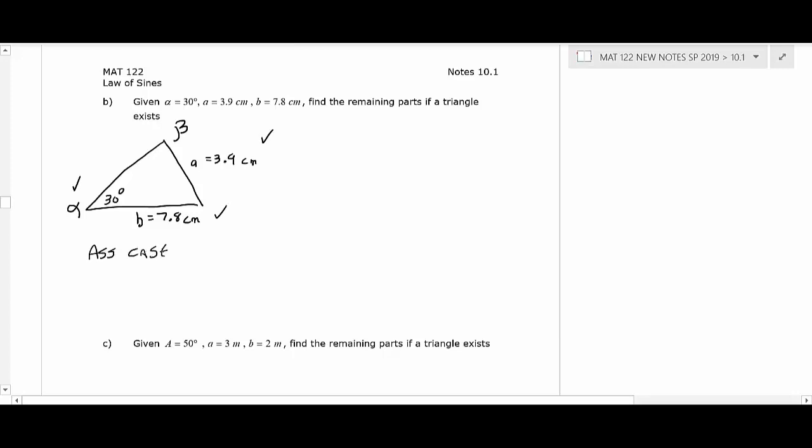Here's what you have to do on this problem. You have to start this way. You match the beta up with the side opposite, and then you match up those things like that. So you start the same way I did in the last problem. We're going to say sine beta all over 7.8, and then set that equal to the sine of 30 over 3.9. Now we're ready to solve that ratio. So I'm going to multiply both sides by 7.8.